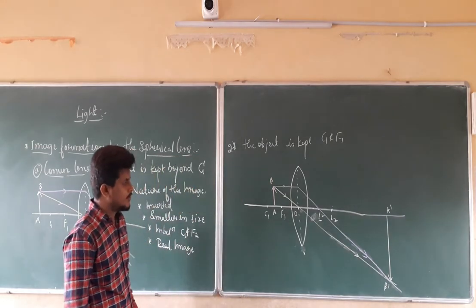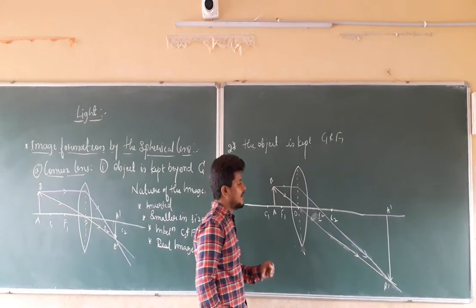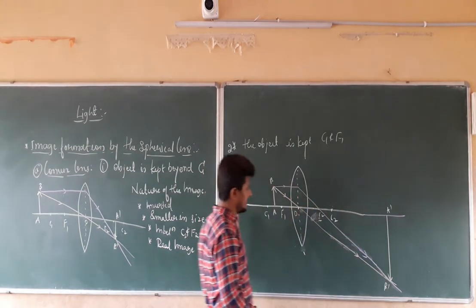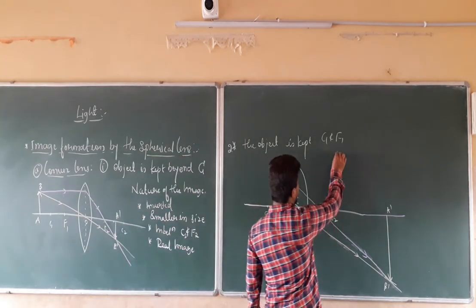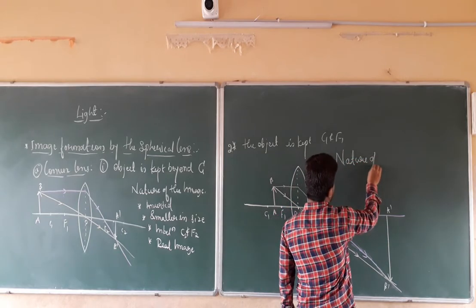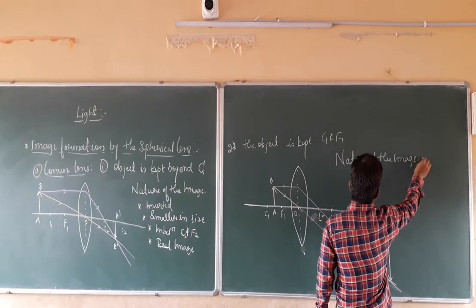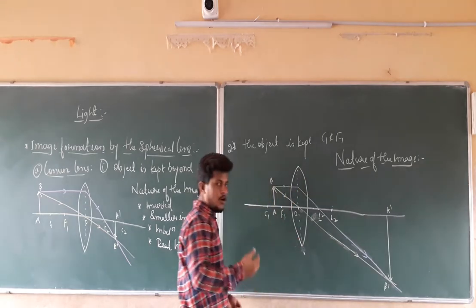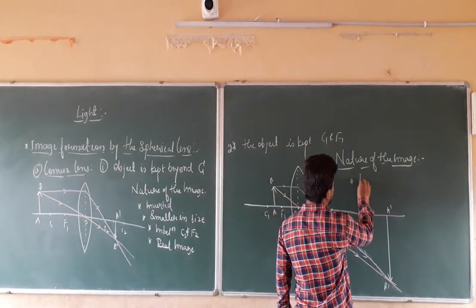Right? When you check, when an object is kept between C and F, the image is going to form where? It is going to form beyond C. When you check this ray diagram, the image is going to form beyond C. So now we are going to write the nature of the image. The image is forming beyond C. First nature will be, it will be formed beyond C.